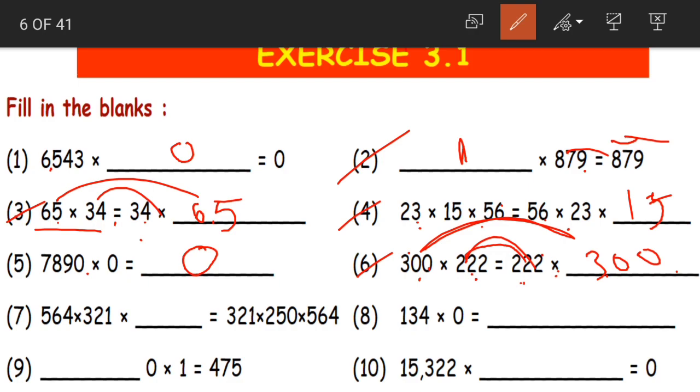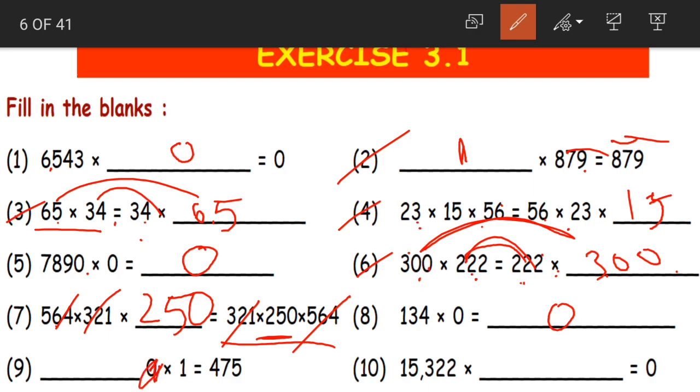Coming to question 7. 564 into 321 into dash is equal to 321 into 250 into 564. Now see, again here also the grouping is changed. We have 564, 321. Now what is missing? 250. So 250 is our answer. Again question number 8 becomes 0. Yes. Next, question number 9.